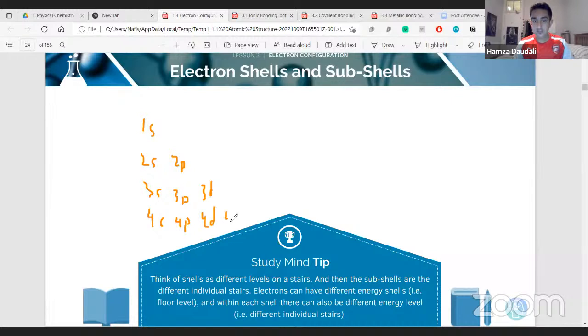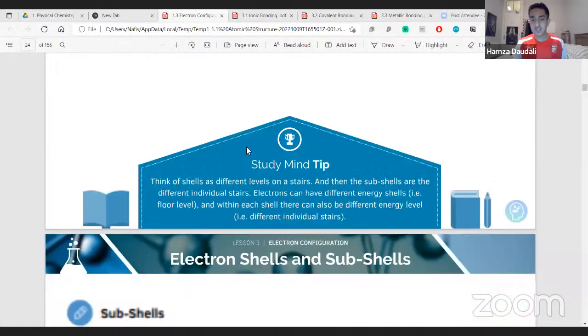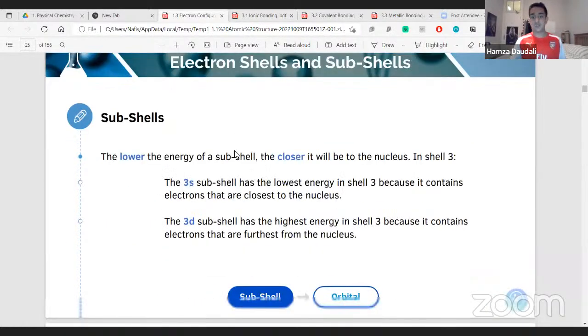So the order of filling shells, the best way to go is you start with 1s, then you go to 2s, you again go to 2p, 3s, and then 3p, 4s, 3d, 4p, 5s, and that would be the logical ordering of it. So think of that as the energy levels in the stairs, and that's the best way to imagine it.